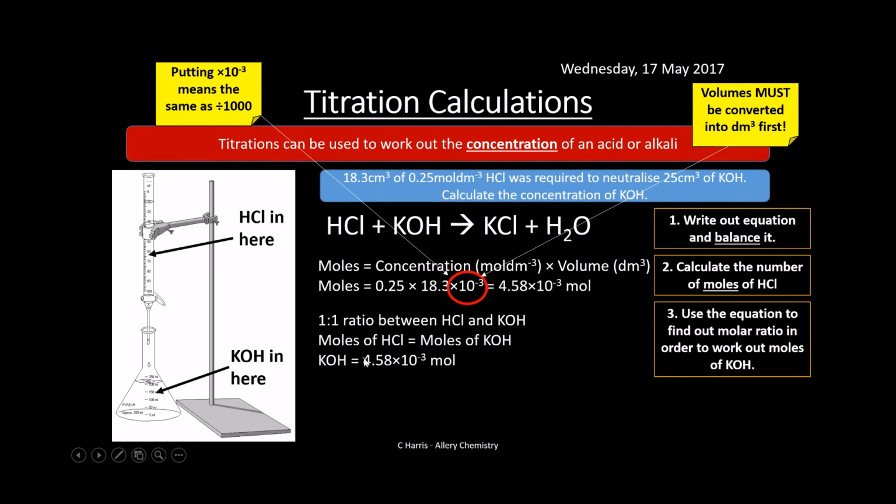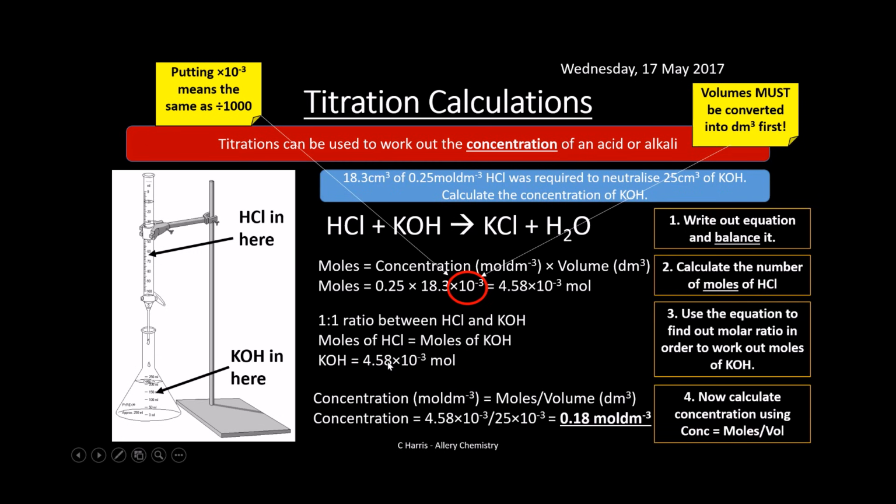So the moles of potassium hydroxide is 4.58 times 10 to the minus 3 moles. Then once we've done that, we rearrange that equation and we're going to work out the concentration of sodium hydroxide. We've just worked out the moles there: 4.58 times 10 to the minus 3 divided by the volume.